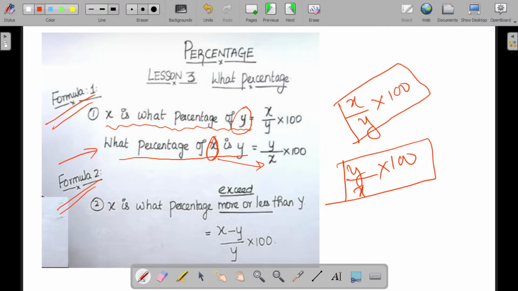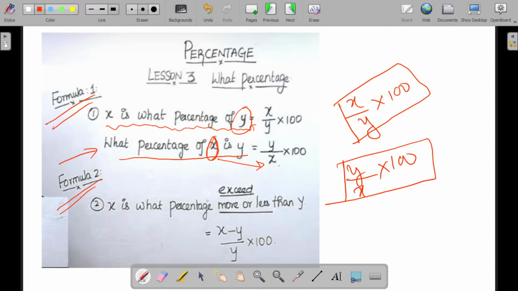Percentage of y, so y will be the denominator: x by y into 100. What percentage of x is y? That means x will come to the denominator.